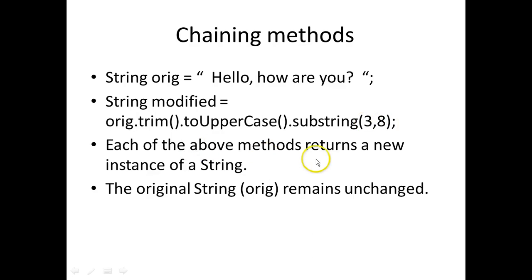Each of the above methods returns a new instance of a string. So orig.trim returns a new string without white spaces at the beginning and at the end. White spaces in between are ignored by the trim method. And once the white spaces are removed from the beginning and the end, .toUpperCase returns a new string converted to uppercase. This is how String API instance methods can be chained.